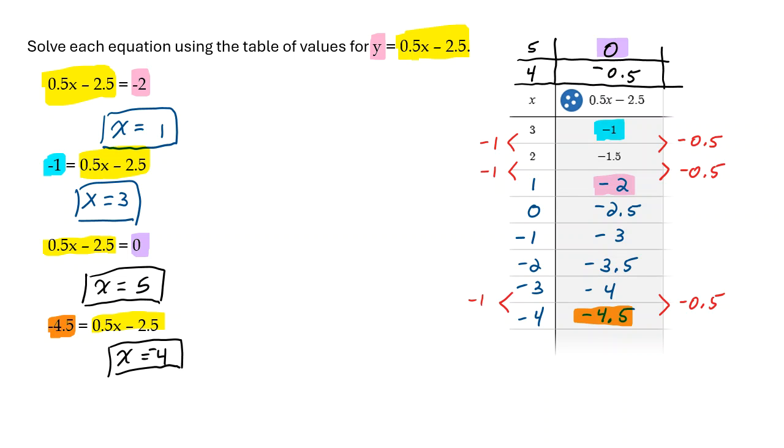I hope that helped you think about how the table relates to the equation and also relates to solving linear equations.